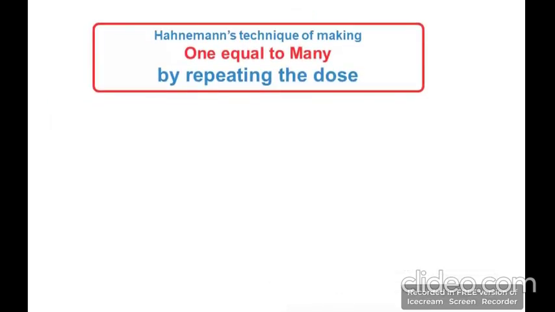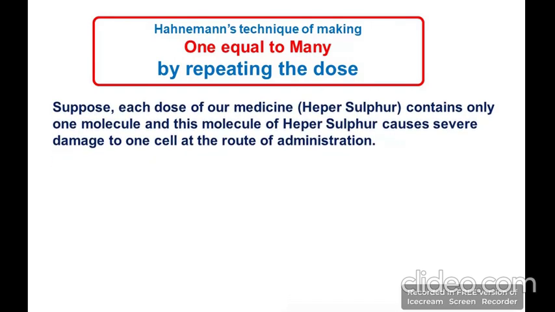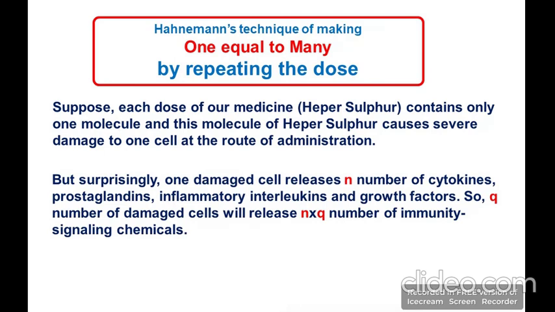Hahnemann's technique of making one equal to many, by repeating the dose. Suppose each dose of our medicine, Hepar sulfur, contains only one molecule, and this molecule of Hepar sulfur causes severe damage to one cell at the route of administration. But surprisingly, one damaged cell releases n number of cytokines, prostaglandins, inflammatory interleukins and growth factors. So, Q number of damaged cells will release n multiplied by Q number of immunity signaling chemicals.